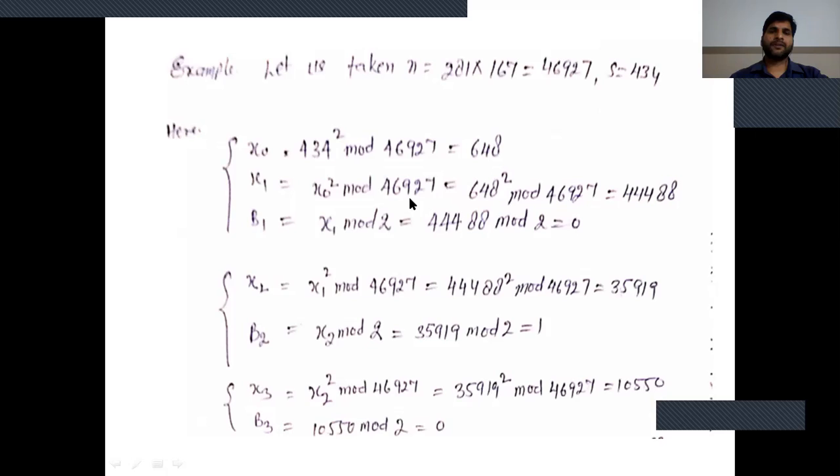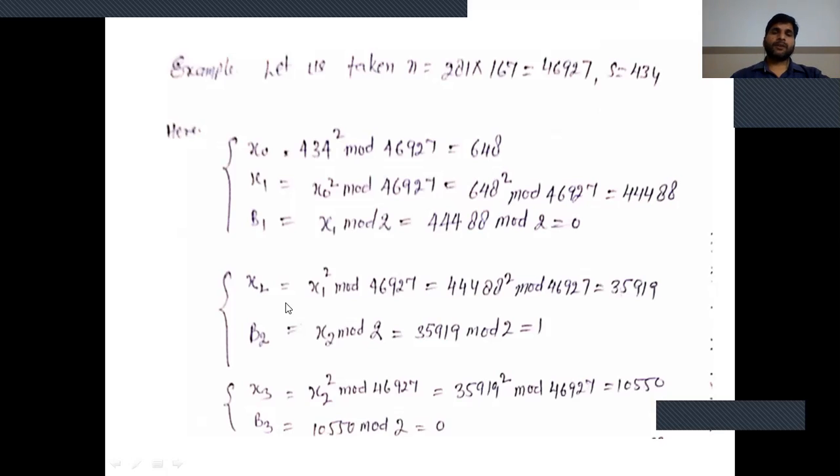Now similarly, x1 is x0 square mod n, where n is 46927. The value of x0 equal to 648, square mod this, gives the value 44488. Now solve the value of b1 equal to x1 mod 2. So 44488 mod 2, the remainder is equal to 0.